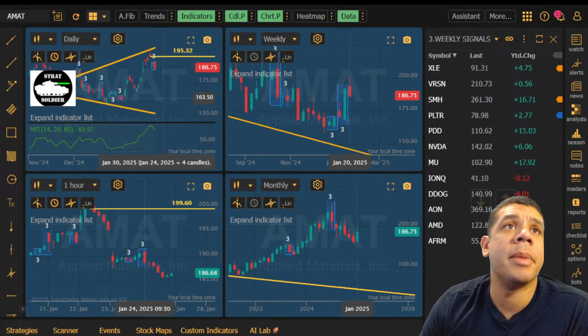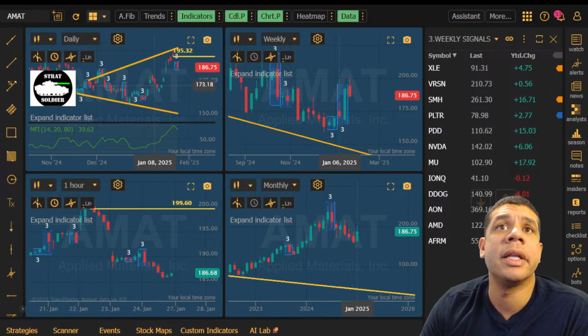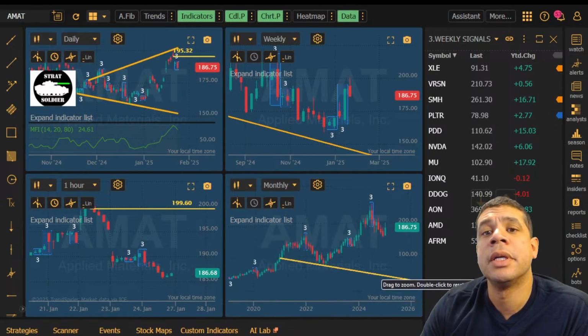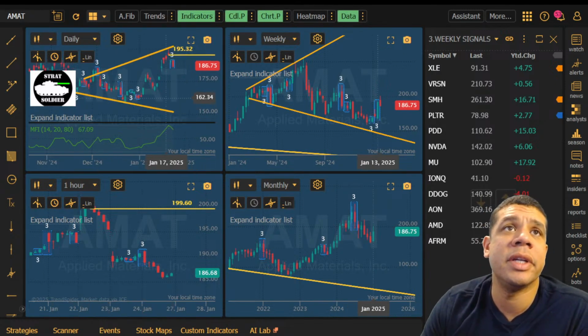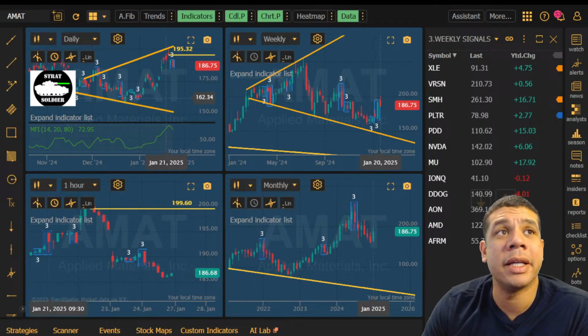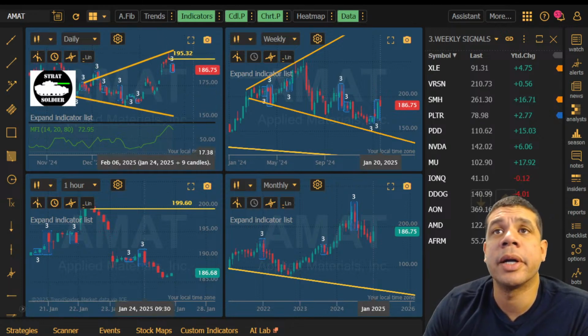beginning. AMAT, here's your auto broadening formation on the daily chart. Did it do it anywhere else? Nope. Let me see here. Did it do it anywhere else? Nope, just the daily. And that's okay. At least it gives you something to start with. And that's a really cool tool in TrendSpider.